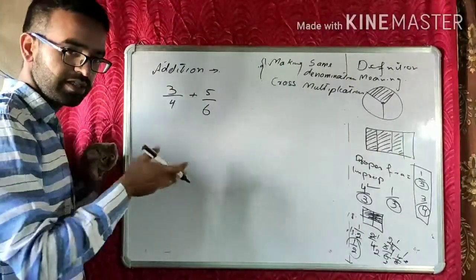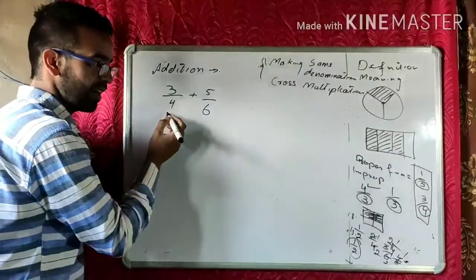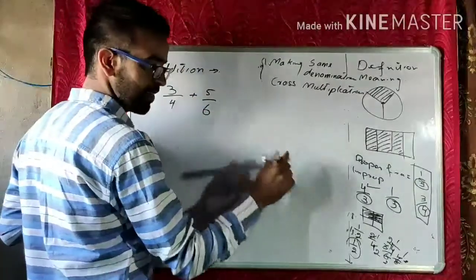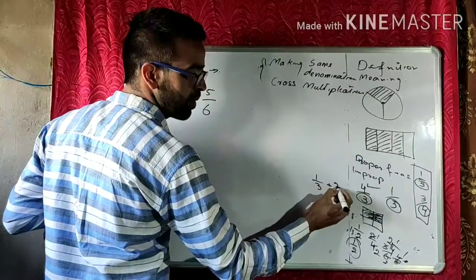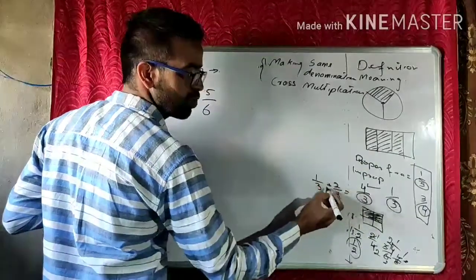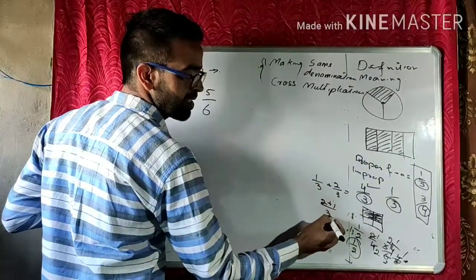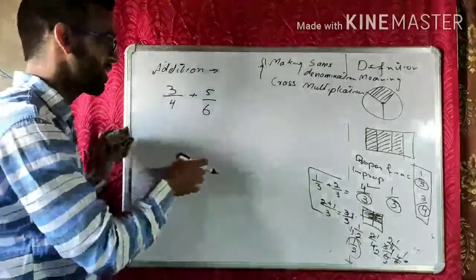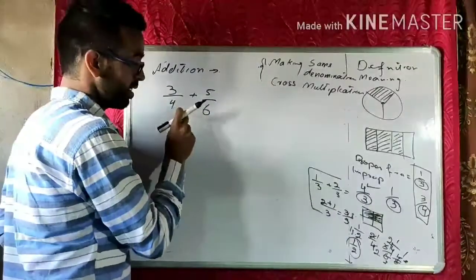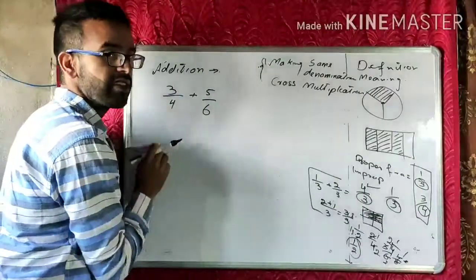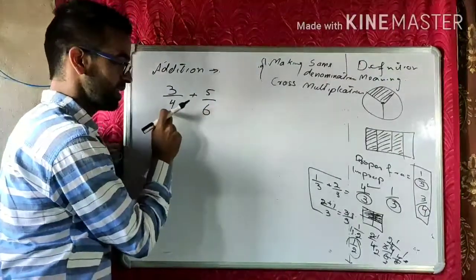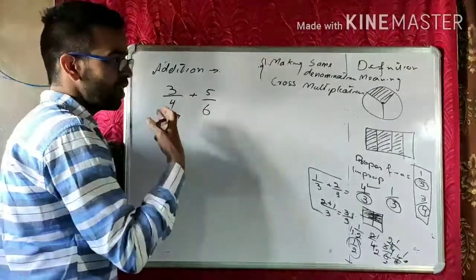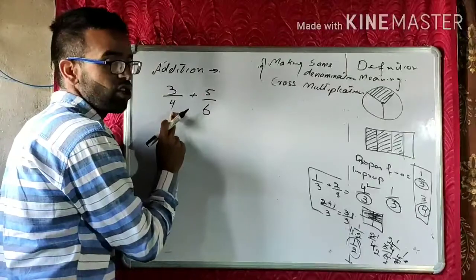I have said that only like fractions get added. For example, we added previously 1 upon 3 plus 2 upon 3. The numerators 2 and 1 get added, the denominator remains the same, and it becomes 3 by 3. This is the addition of like fractions. But here, 4 and 6 are not alike. Either both should be 6 or both should be 4, and neither is. Now we have to make the denominators the same.